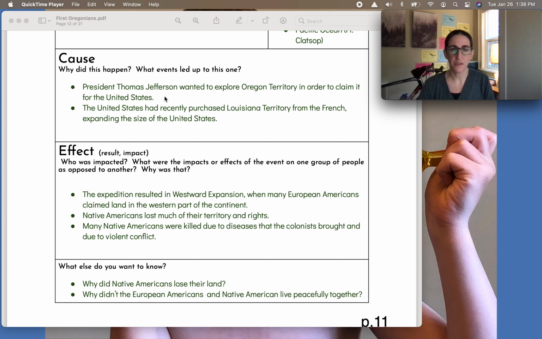President Thomas Jefferson wanted to explore the Oregon Territory in order to claim it for the United States. What led up to that? Why did he want to do that? Well, the United States had recently purchased the Louisiana Territory from the French, expanding the size of the United States. So that's what led up to it and why they wanted to do it.